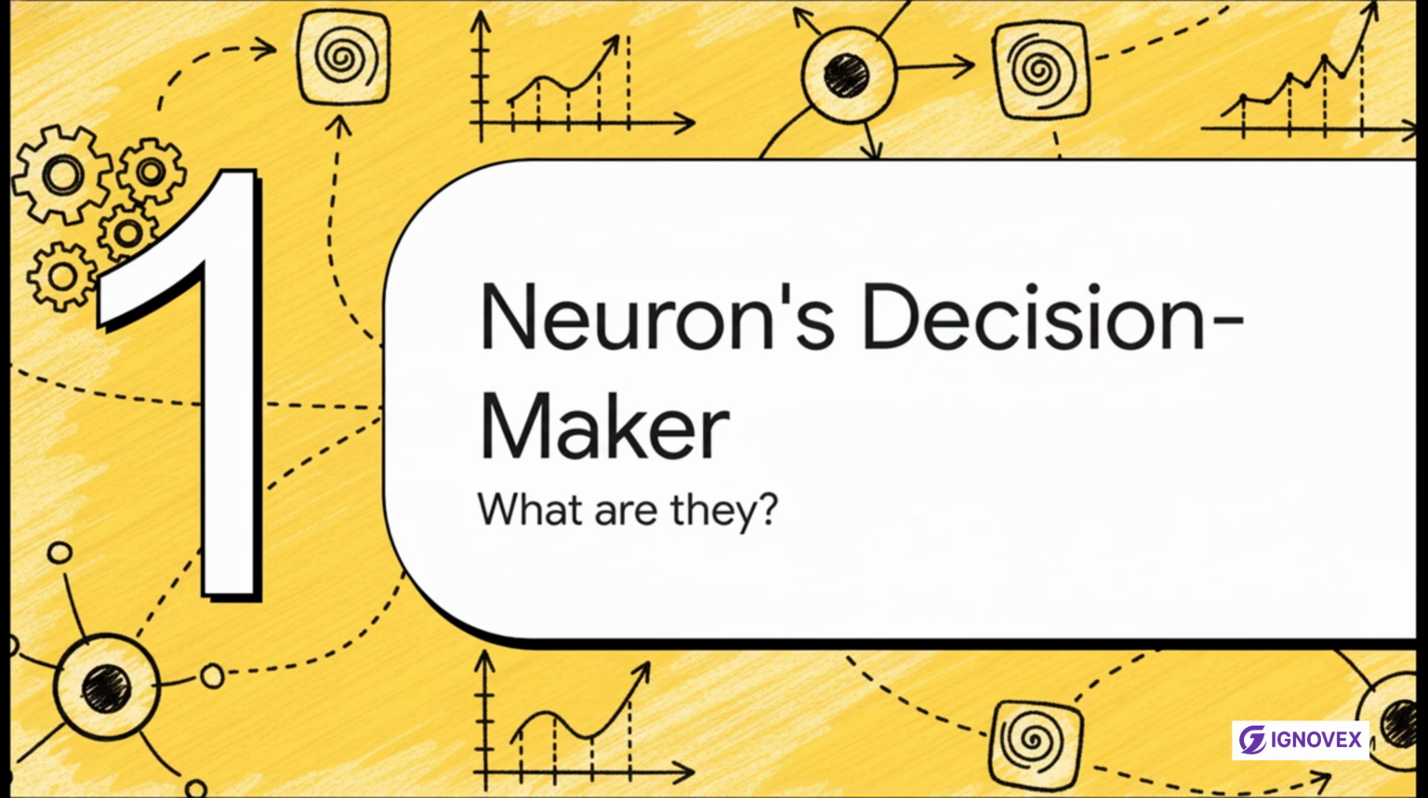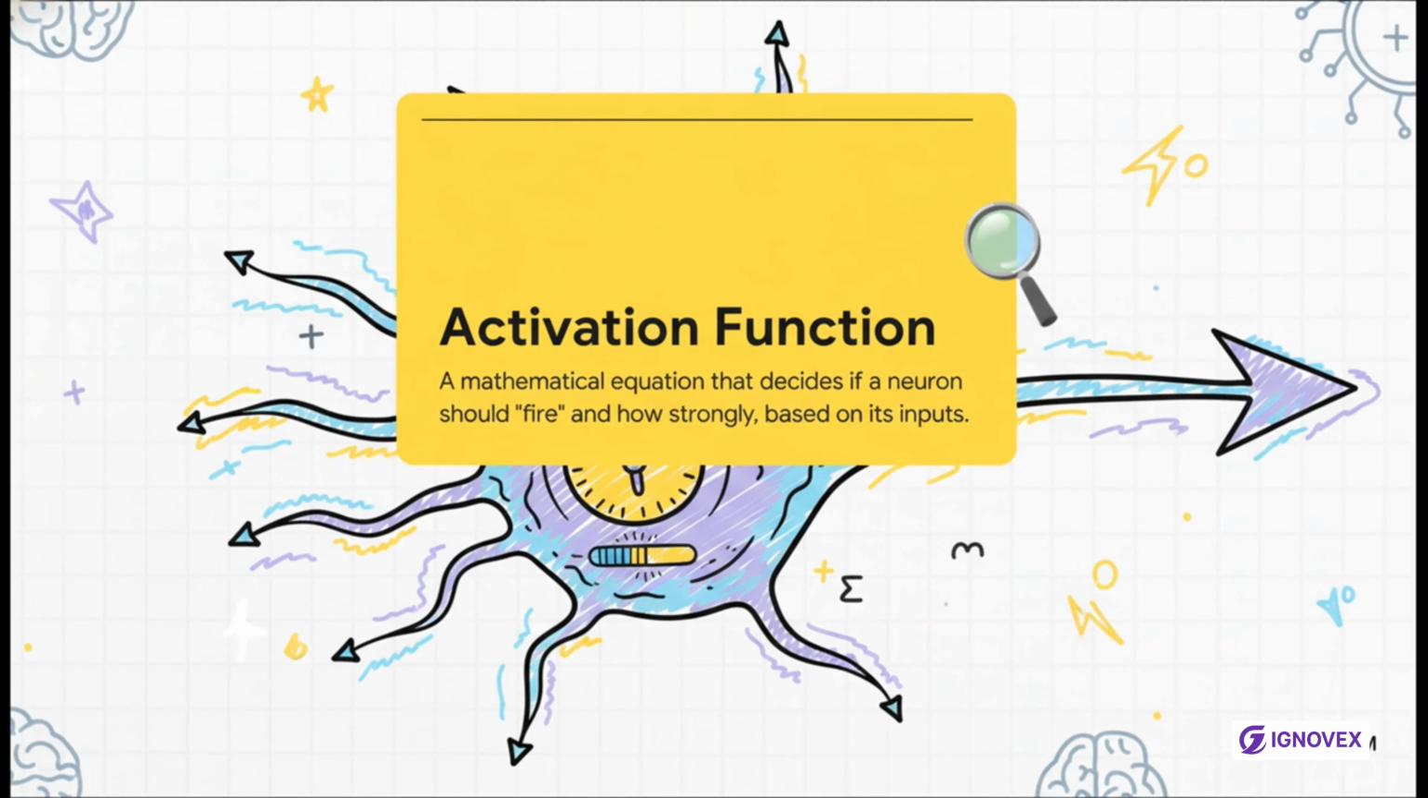All right, first things first, let's break down this idea. What exactly is an activation function? What is this so-called decision maker sitting inside a neuron? Okay, picture a single neuron in a network as, let's say, a gatekeeper at a club. It's getting all this information from other neurons, right? It adds it all up, and then it has to decide, is this important enough to let through? The activation function is basically the rule book that gatekeeper uses.